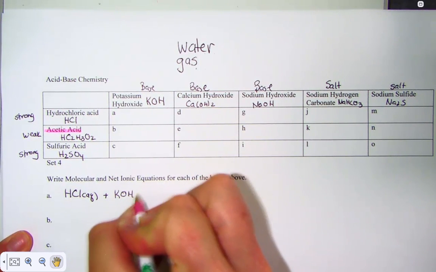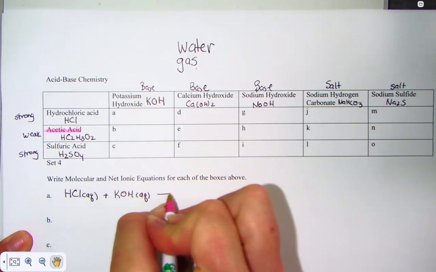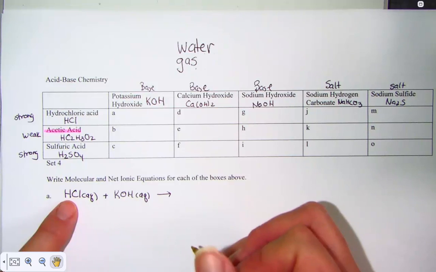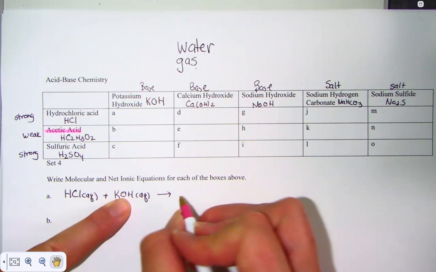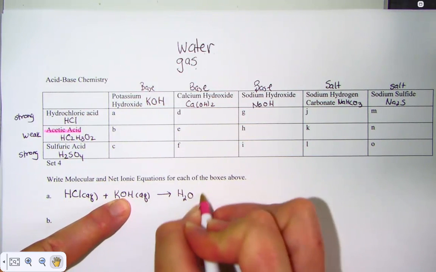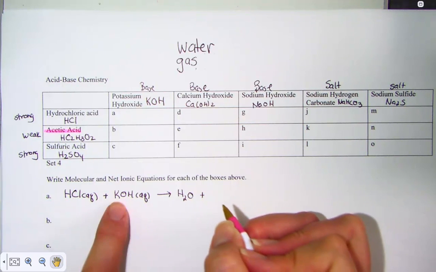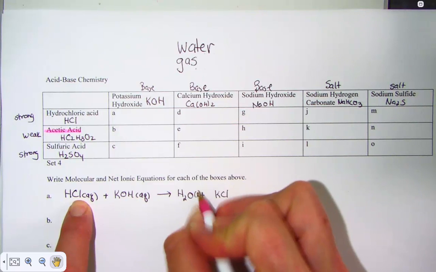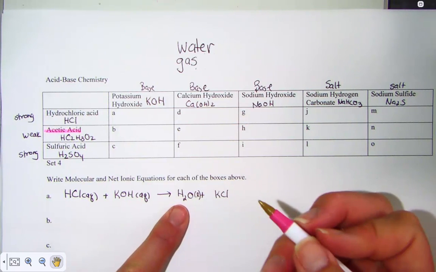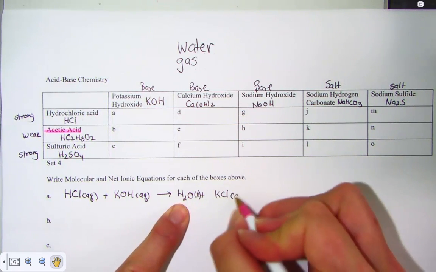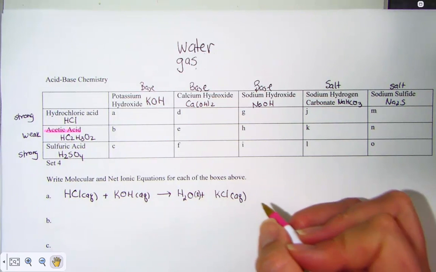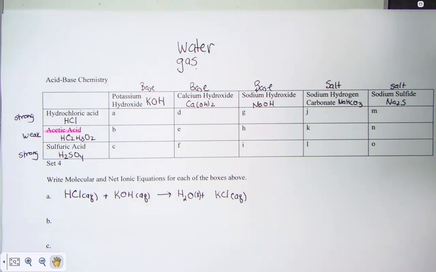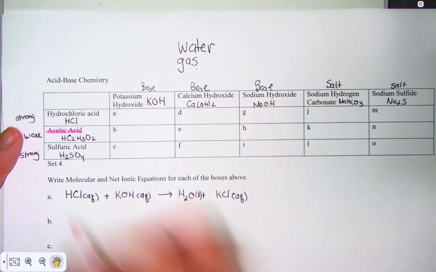Add the adjective, AQ. Simple double displacement, we have +1, -1 all the way through, so we're going to form HOH, which we can write as water, and KCl. Of course, the adjective on water is an L. It's a liquid molecule. KCl is a water-soluble salt. It is aqueous.